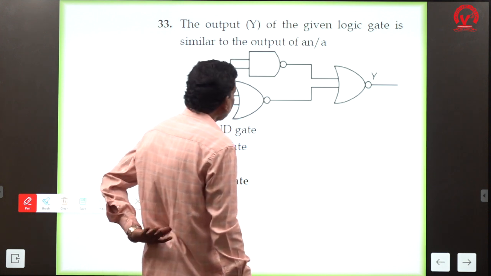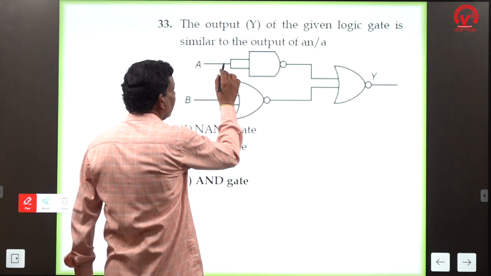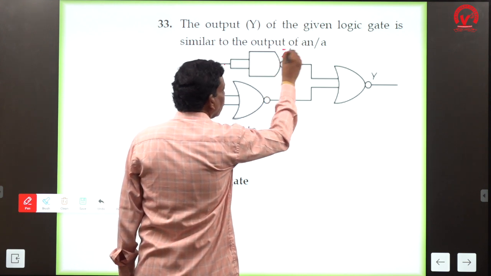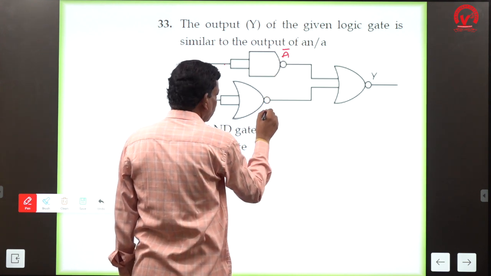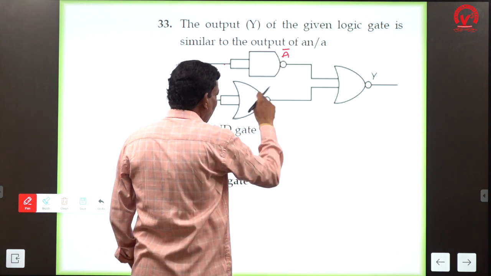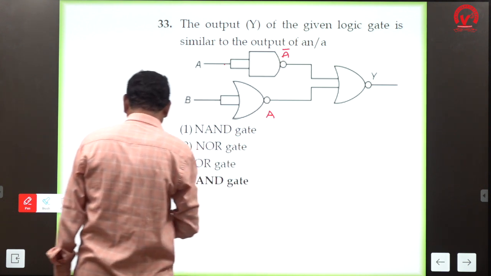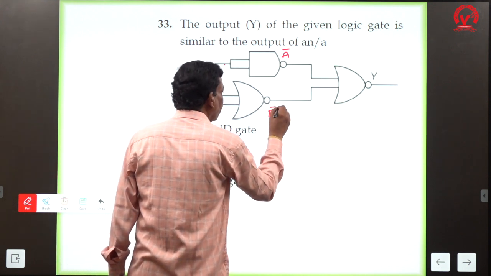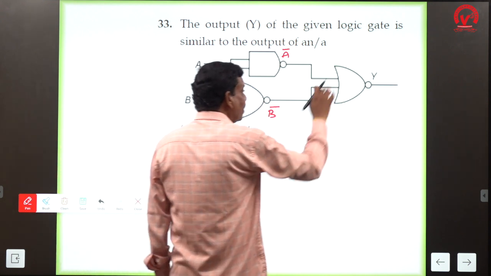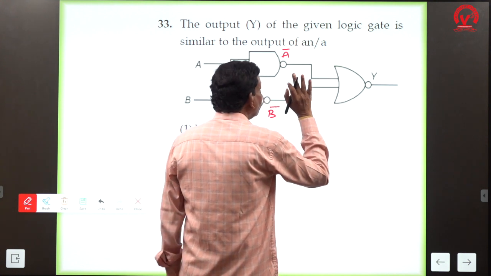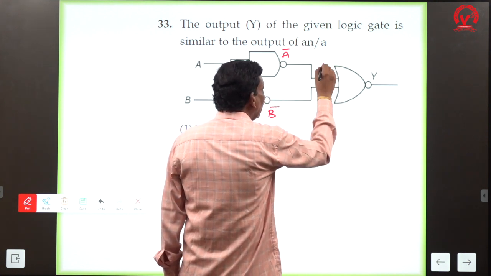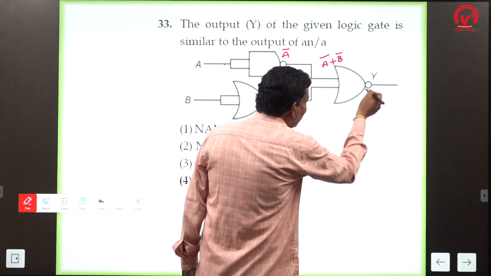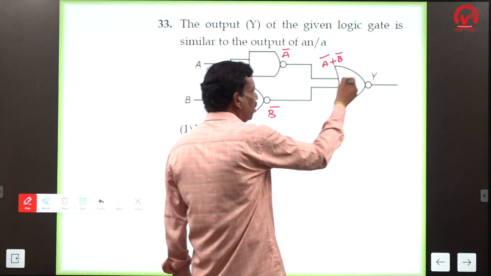They have given a logic gate. Here A goes through a NOT, giving A bar. Here also a NOT, then a NAND and NOR combination, giving B bar. Then again an OR gate. Then here A bar plus B bar. Again here it is a NOR; it is OR, it is NOR.